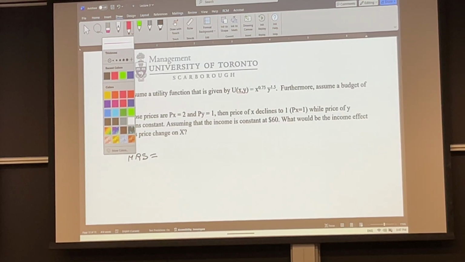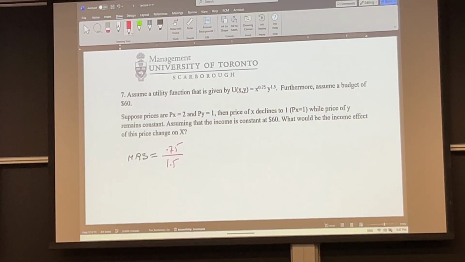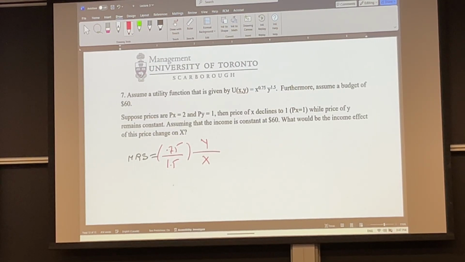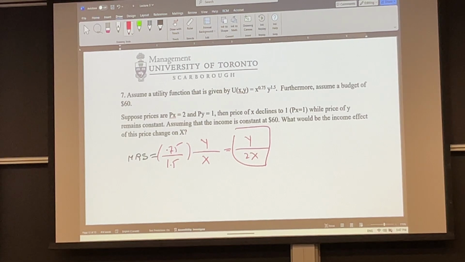Anyone? What's the MRS? 1.5? Why? X. That should be Y over X. That's your MRS, as you know by now, you need that one. This is the MRS, so we need it later. That should be equal to the price. I can use that one to find the demand.